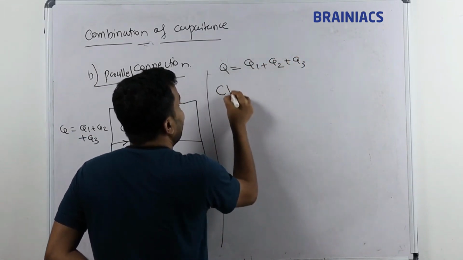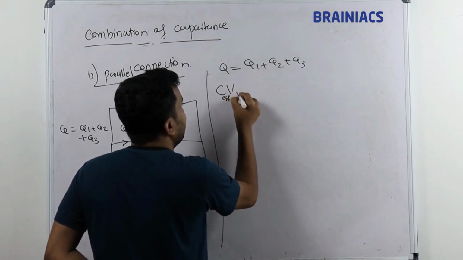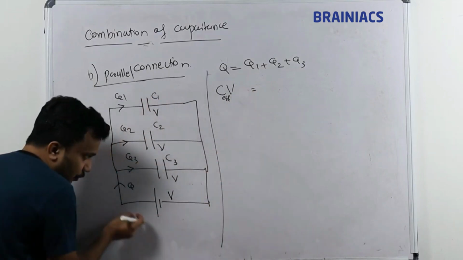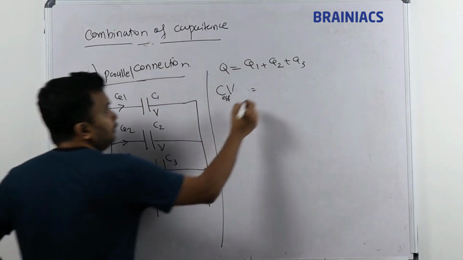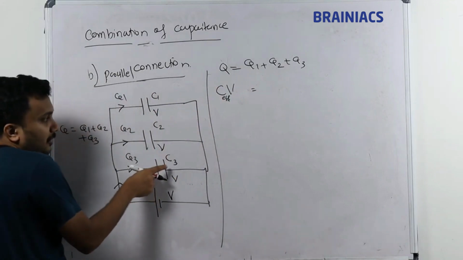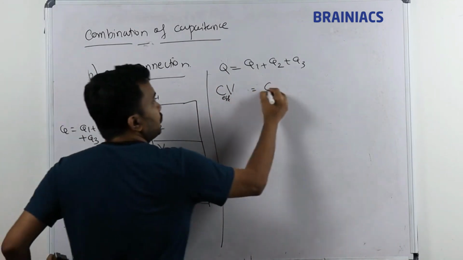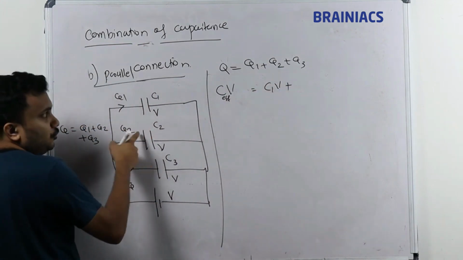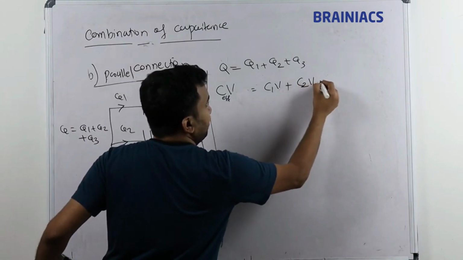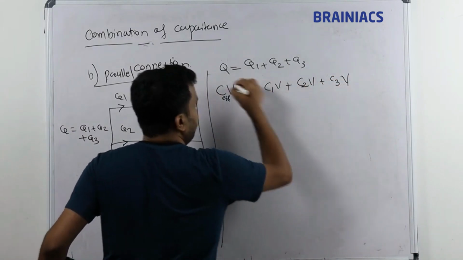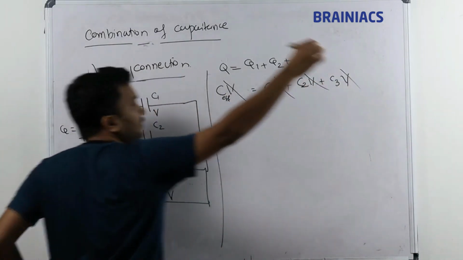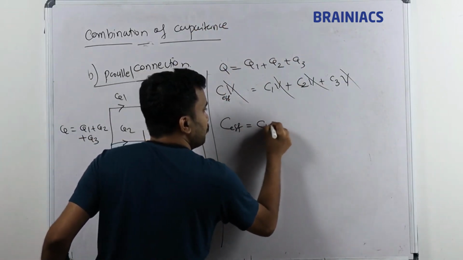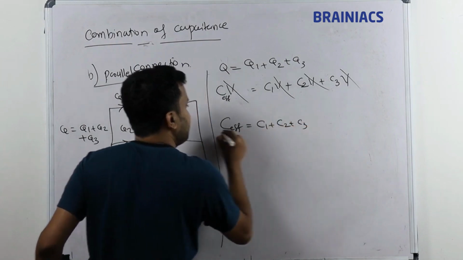What is Q? Q is called C. So C effective into V effective is equal to, what is V effective? Total voltage given by the battery is called V, which is equal to, what is Q1? Q1 equals C1V, so C1V plus, what is Q2? Q2 is equal to C2V, so C2V plus C3V. V cancels out, all cancel. So C effective capacitance is equal to C1 plus C2 plus C3.